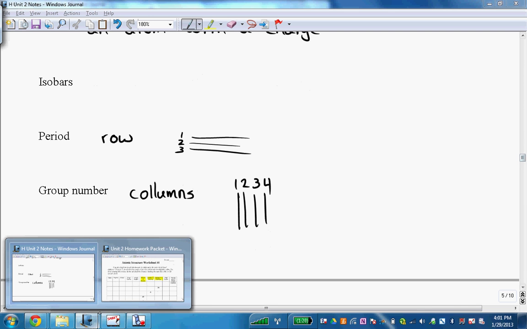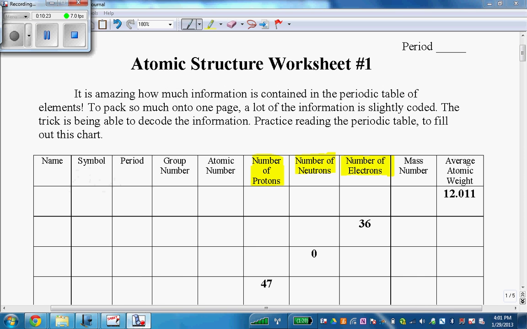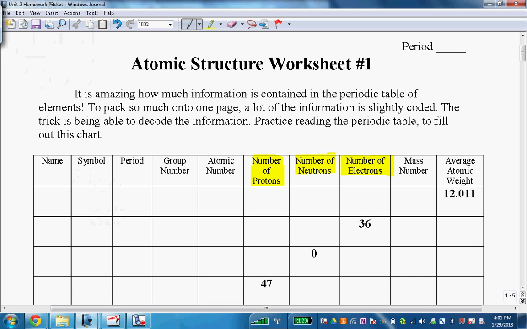Armed with those vocabulary words, we are going to try to practice pulling information off of the periodic table and just get good at reading it. So the nice thing about the periodic table is you don't have to memorize a lot of stuff, but you do need to be able to pull out the information that you need quickly. So let's jump to the homework and try a couple things here. 12.011 is the average atomic weight. We know that that's carbon. We were just looking at that, so I can name this one carbon.